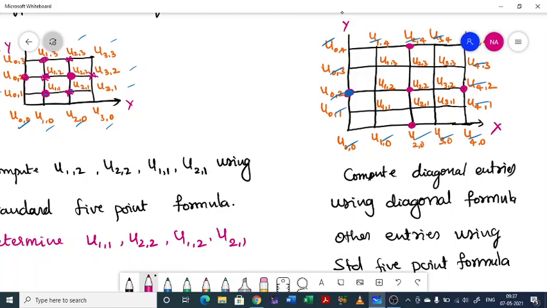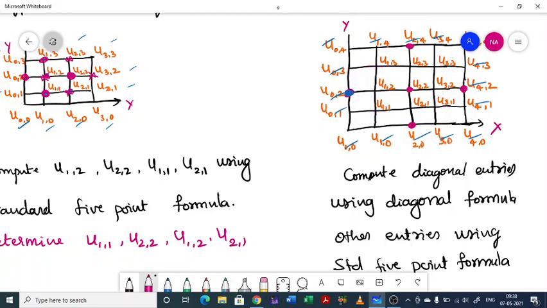You take the average of the second neighbors, that will give you u2,2. So given a 16 squares problem, you have to first determine the central point u2,2. Then you have to determine these diagonal entries, this and this. How do we determine these? For that you have to use the diagonal formula. To determine these diagonal entries you have to use the diagonal formula.